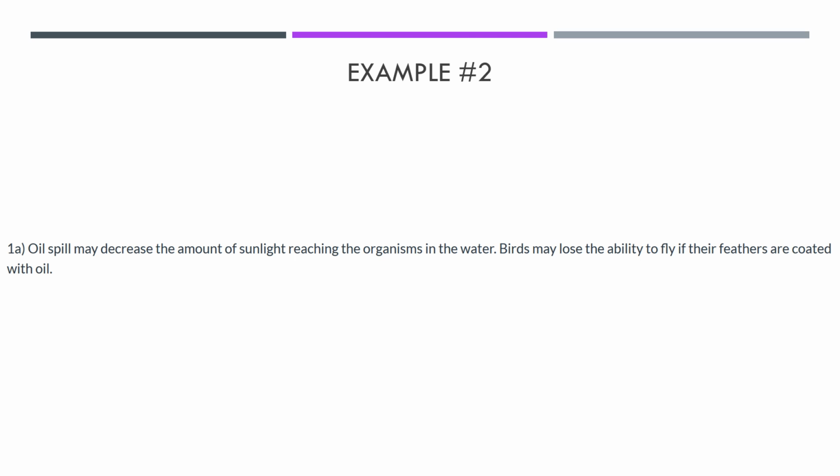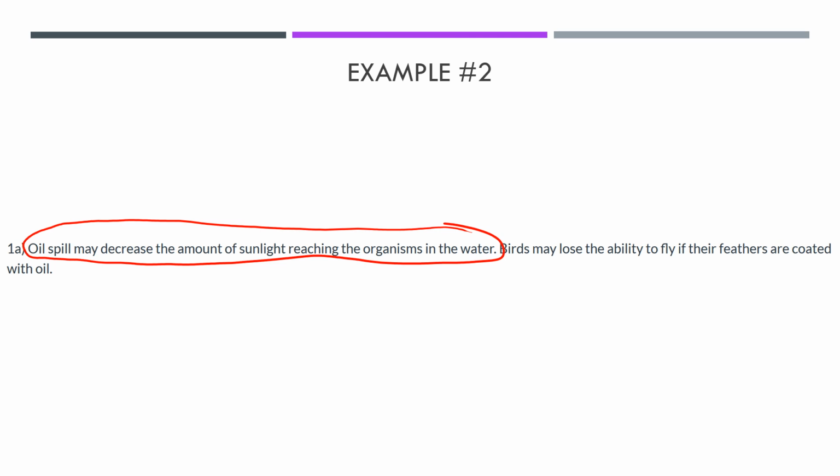Oil spill may decrease the amount of sunlight reaching the organisms in the water. Birds may lose the ability to fly if their feathers are coated with oil. So we have two separate ideas here. I'm going to draw circles around the two. Okay, so for this first one, again, oil spill may decrease the amount of sunlight, a good description of sunlight being decreased, but how? There's no further details on how.